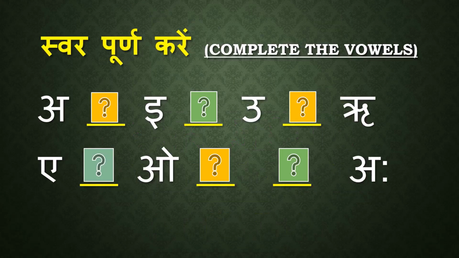The first activity is Swar Purna Kare, that is complete the vowels. As you can see, the swar is written in its sequence, but there are some swar or vowels missing in between, represented by the question mark. Correct? What you have to do is say the missing letters after I read out the written letters. Okay? Let's move on.